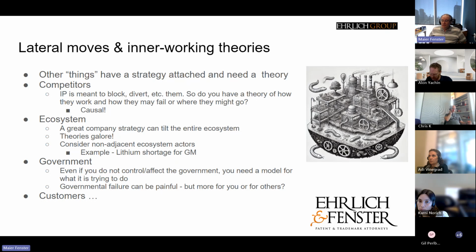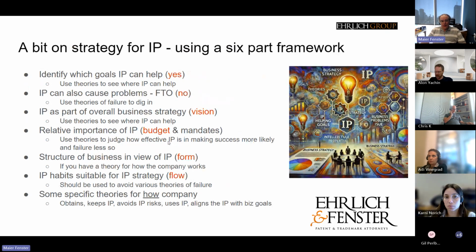The government, I'm not going to say any more about it, except to note that when the government fails, it's bad. But if you have a theory in place for how the government might fail, and you're prepared for it, that's great. And if, as an IP person, you know what to do about it, you can provide IP that helps to deal with it, that's wonderful. And customers. So mostly I talked about strategies of success or strategy of the company.